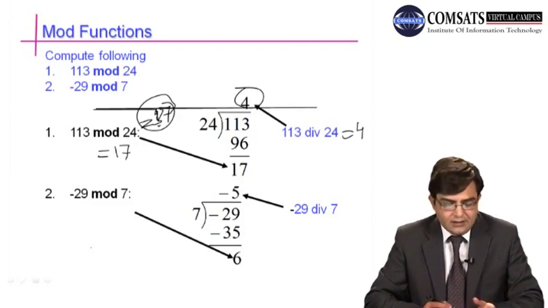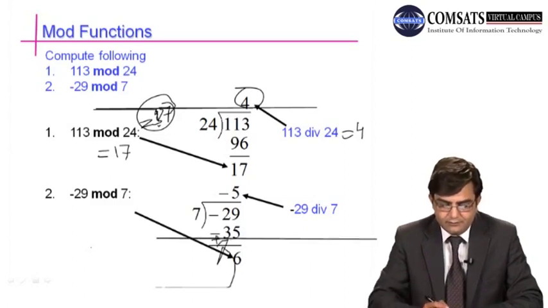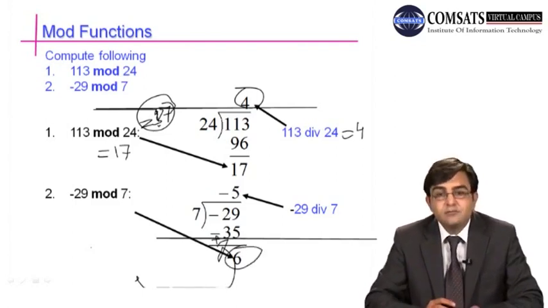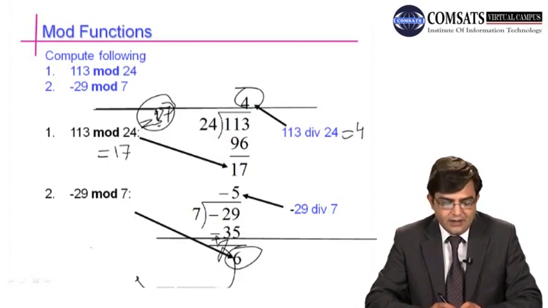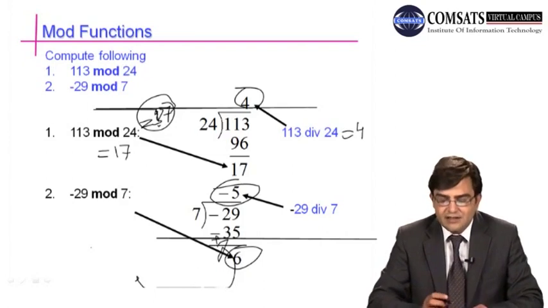Similarly, if we consider minus 29 mod 7 and we divide minus 29 by 7, we can see that minus 5 sevens are minus 35, and if we change the sign here, the remainder is 6. So minus 29 mod 7 is the remainder 6, and the quotient here, minus 5, is minus 29 div 7.